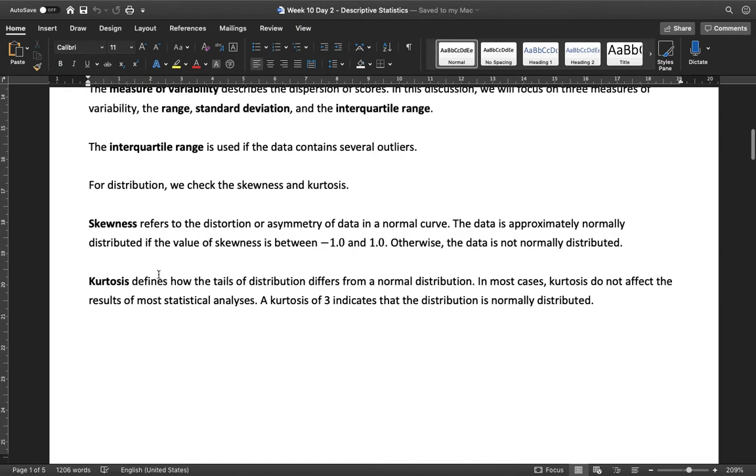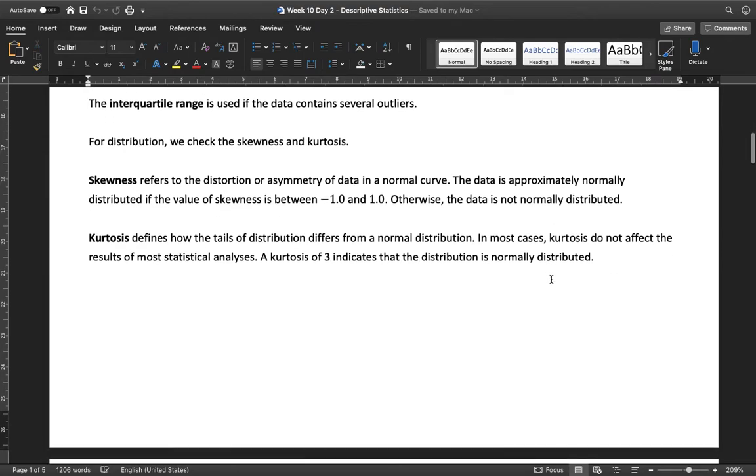Kurtosis naman, it describes how the tails of the distribution differ from a normal distribution. So, sa kurtosis, siya nadidikta how thick the tails are. So, kapag yung kurtosis nasa 3, nasa normal distributed siya. Kapag lumiliit yan or lumalaki, nag-change yung value ng tails yan. Pero in most cases naman, kurtosis do not affect the result of statistical analysis. Now, kurtosis of 3 indicate that the distribution is normally distributed.